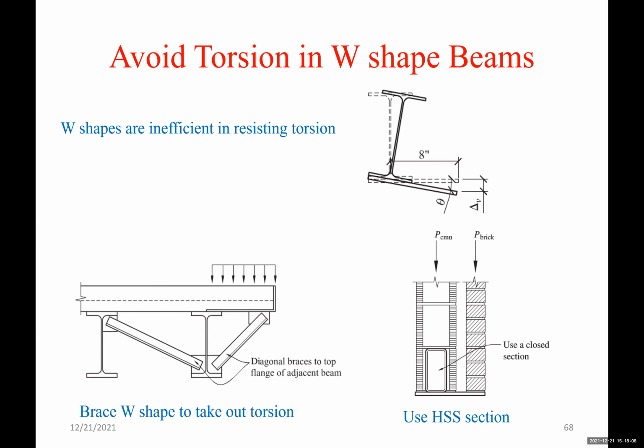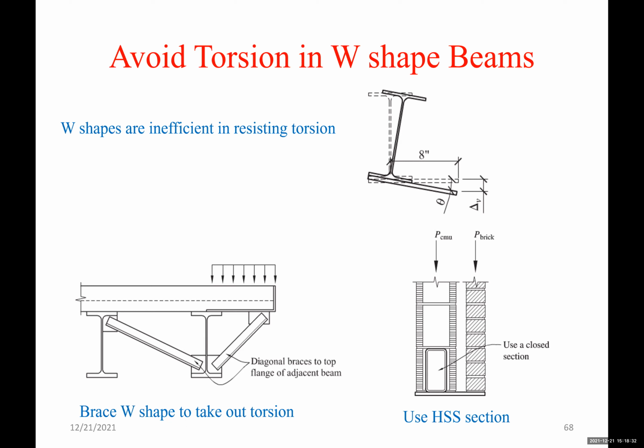Avoid torsion in W-shaped beams. If we have W-shaped beams, we may have to add kickers to stabilize those beams, if we're talking about, for example, edge beams or spandrel beams in buildings, or beams supporting facade or brick or anything like that.